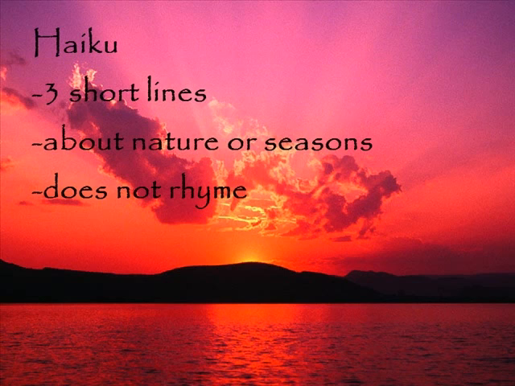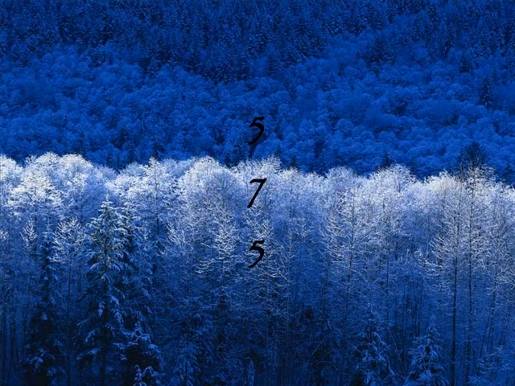So let's review very quickly before we move on to our next form of poetry. A haiku has 3 short lines. It is usually about nature or seasons, and it does not rhyme. It is always important to remember that a haiku also always follows the same pattern. 5 syllables on the first line, 7 syllables on the second, and 5 syllables again on the final line.